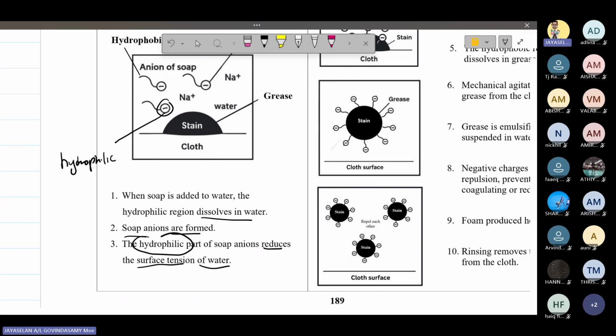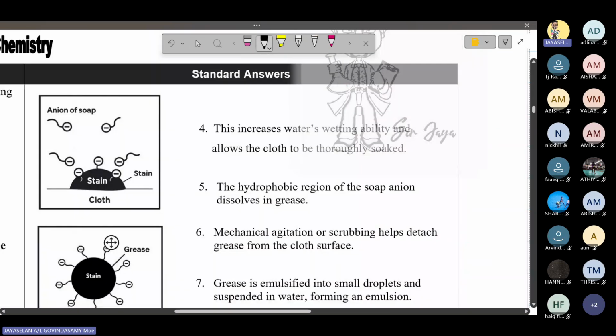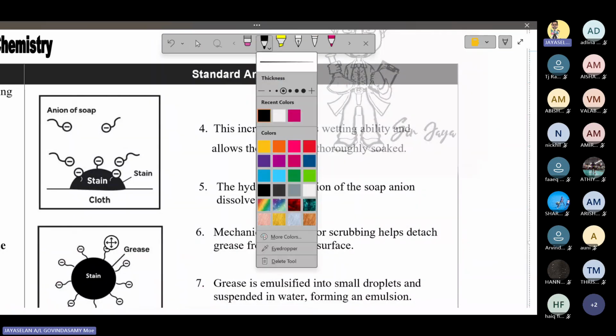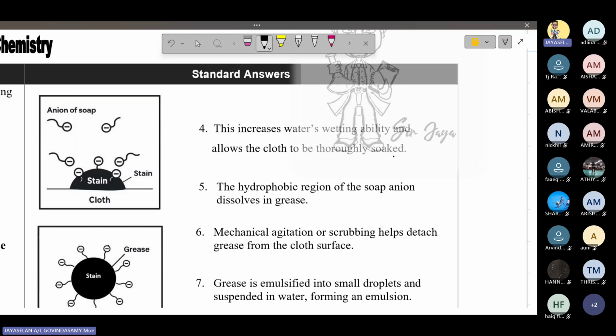Okay, next point. This increases the wetting ability of the water, allowing any cloth to be wetted thoroughly. It will get wet quickly. If you take a stiff cloth and put it in water, it will take time to wet. But if you add soap and soak it in the soap solution, it will wet very fast.